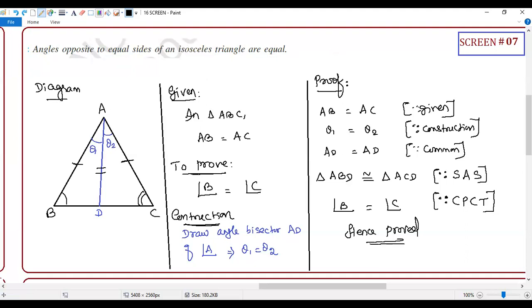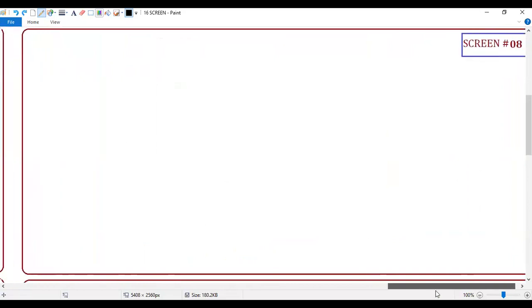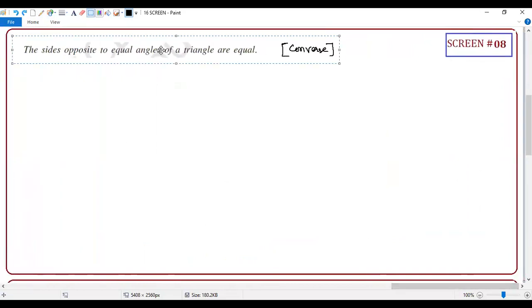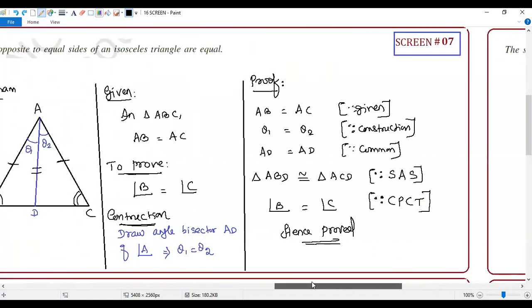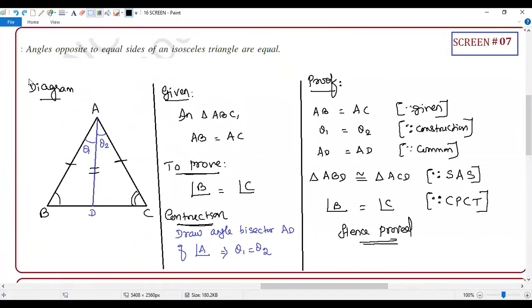Any doubts? Super or not? Yes, sir. Can you repeat it? Yes, I am going to write that. The sides opposite to the equal angles of a triangle are equal. Super or not? Sir, any changes in the diagram, sir? Any changes?